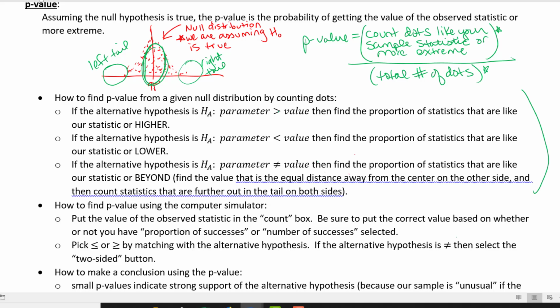If you have an alternative hypothesis where you use a greater than symbol, it means you're counting dots that are like your sample statistic or higher. The alternative reads higher, so you count sample statistics that are like yours or higher. If your alternative hypothesis is that the parameter is less than, then when you're finding a p-value, you'll count sample statistics that are like yours or lower.